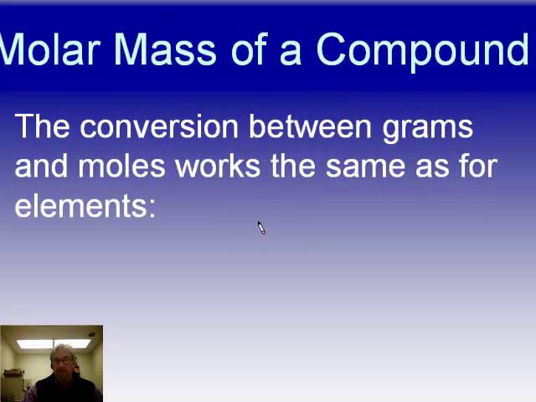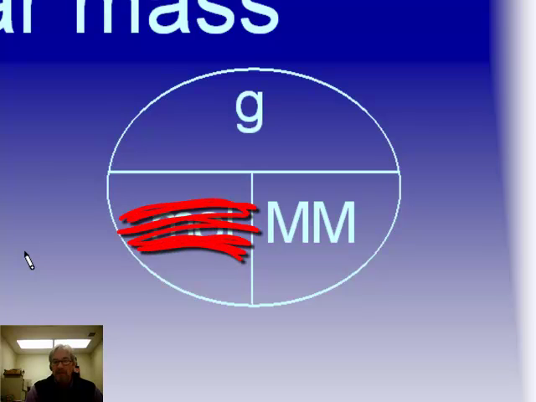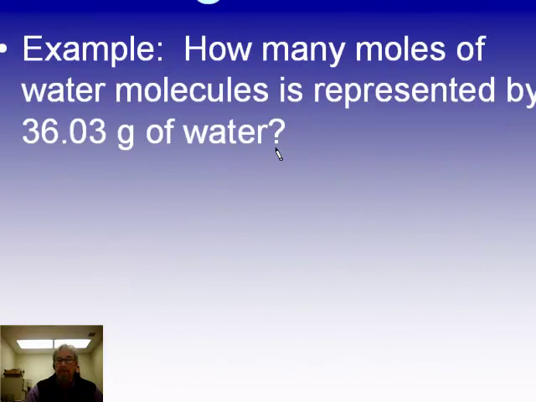Converting between grams and moles, or moles to grams for that matter, works the same as it did for elements. So you can use this device if you'd like to, cover up moles. If you want to find moles, it tells you what to do: grams divided by molar mass. If you cover up grams, it tells you to find grams, you take moles times molar mass. So let's work out an example.